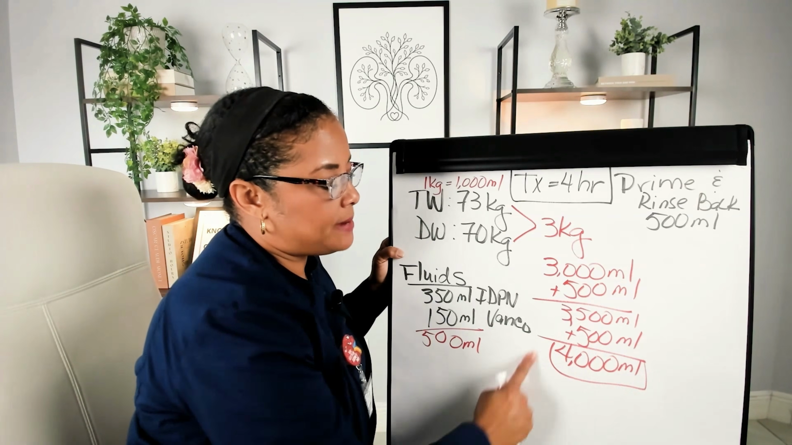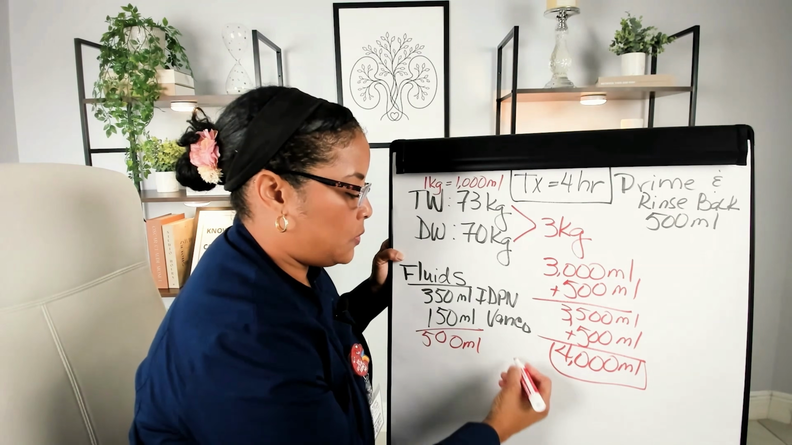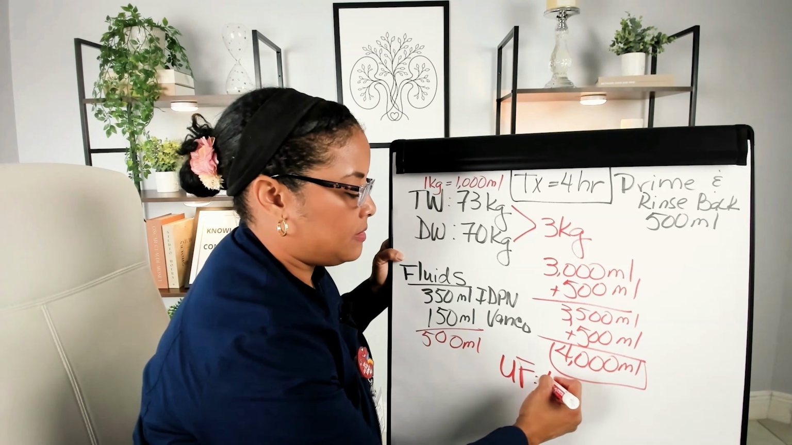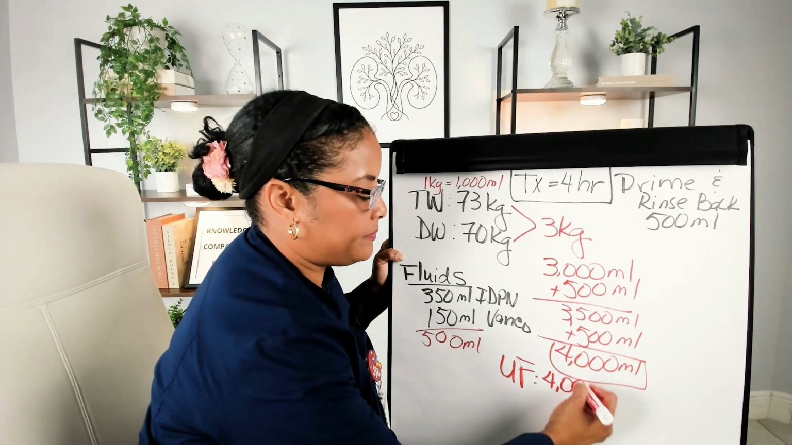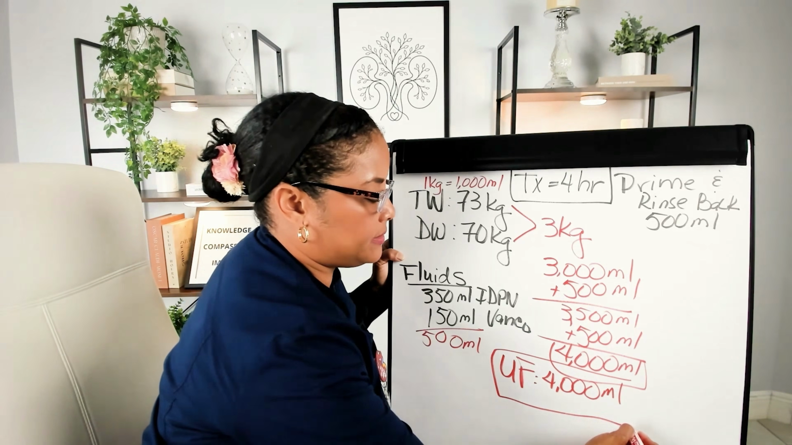This is my ultrafiltration goal, my ultrafiltration total. So this is the amount that I'm going to remove in the entire treatment. So I want to say the UF is 4,000 milliliters throughout the treatment.